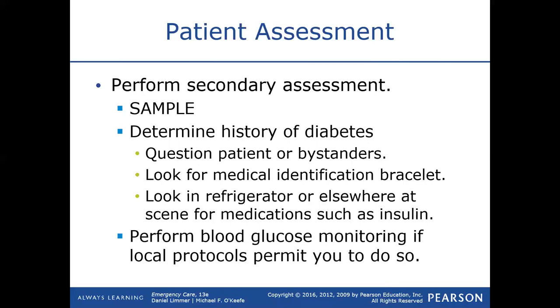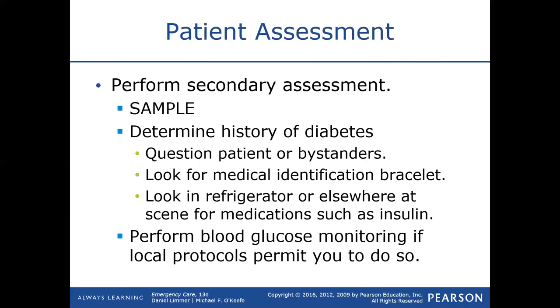Determine a history of diabetes, okay? We can question the patient or the bystanders, family members, whatever it is. Look for those medical identification bracelets or pendants that we talked about. Look in the fridge or elsewhere. So I don't get into the habit of searching through people's refrigerators. It doesn't hurt to take a look at the fridge and see if there's some medications on a magnet stuck to the refrigerator. We don't really want to go rooting around too much through people's things. But I suppose if you were very desperate for information, you could probably check their refrigerator and look and see if you see any medications or insulin in there.